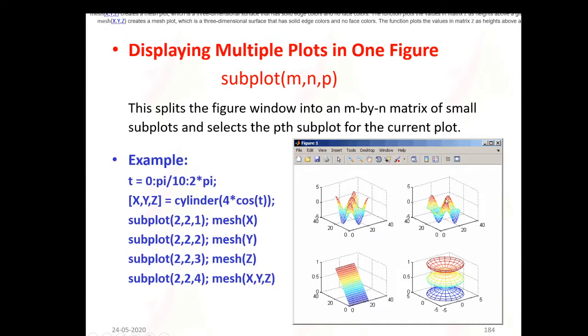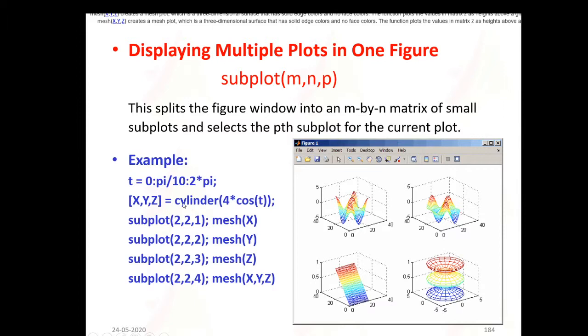This is plot number 1, this is plot number 2, this is plot number 3, and this is plot number 4. Okay, I am once again giving you this one. This splits the figure window into an m by n matrix of small subplots and selects the p-th subplot for the current plot. For example, you can see here t ranges from 0 to 2 pi. The step size is 3.14 divided by 10. x y z.